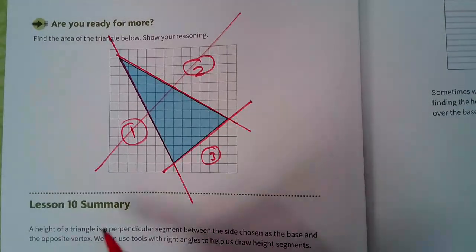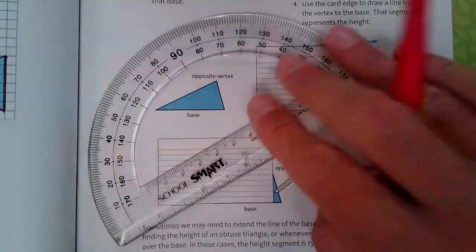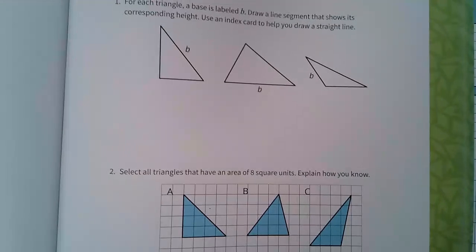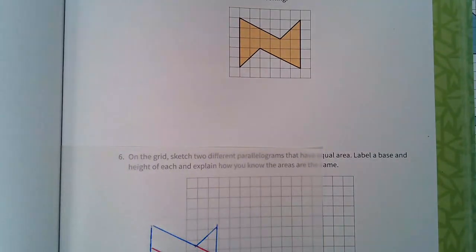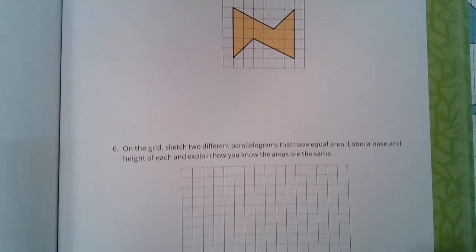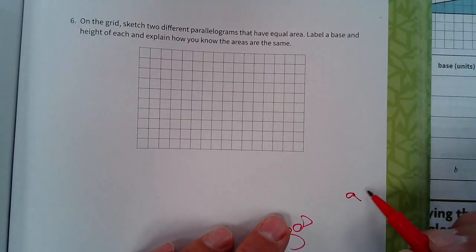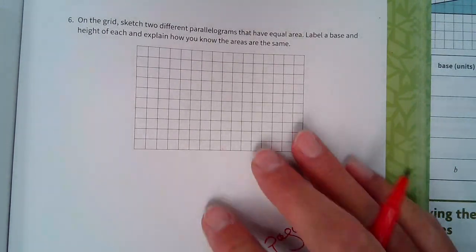Anyways, lesson summary, you guys know what those are. They're not asking you any questions. This is where they talk about index cards, but again, I wanted you to just use your protractor. This is just an example. Same thing on this page, more of the lesson summary. But now here are your practice problems. You are to do pages 85 to 93.